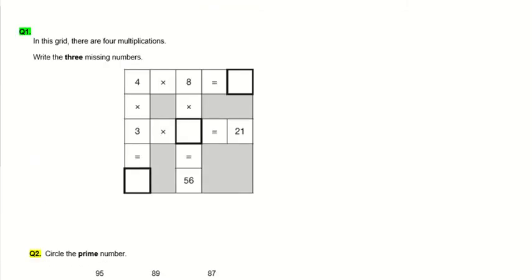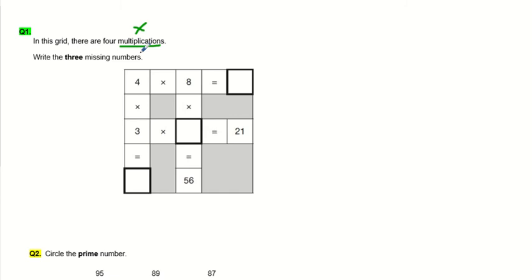So hopefully you've had a go at all these questions and you're ready to go through your strategies, your methods and your calculations. So question number 1. In this grid there are 4 multiplications. Well, I know that means times. Write the 3 missing numbers.